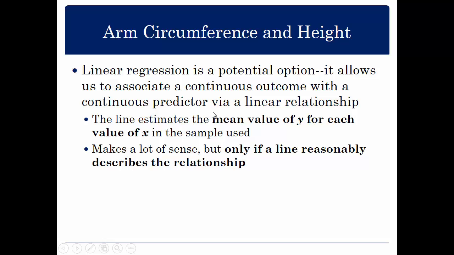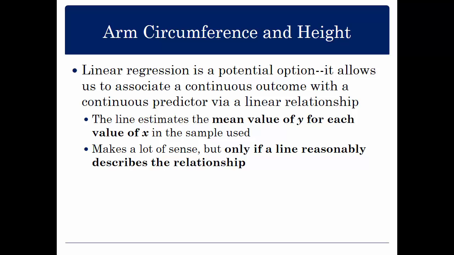A potential option for looking at this, of course, is linear regression. There are actually other ways that you could get at this question. You could categorize things and do ANOVA, but linear regression allows us to describe the functional relationship. It also allows us to do prediction using that linear regression line. The line that we're going to get out is representing the mean value of the outcome for each value of x in the sample.